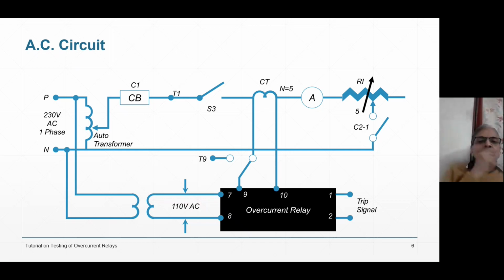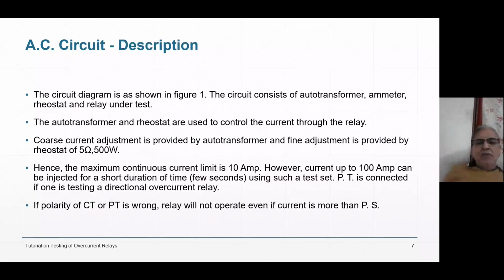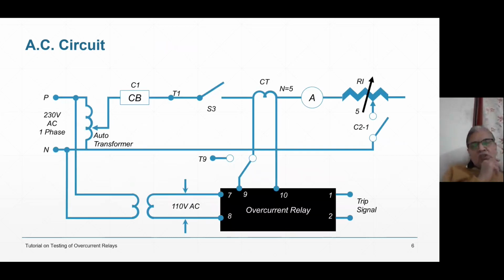Going further, the circuit diagram is shown in the figure. The circuit consists of auto transformer, ammeter, rheostat, relay and test set. Auto transformer and rheostat are used to control the current through the relay, right? Auto transformer is for coarse control. If you want to have coarse control of the current passing through the relay, and fine control you can do by the rheostat. It's a variable rheostat, right? So that you can use. So coarse and fine control of the current.